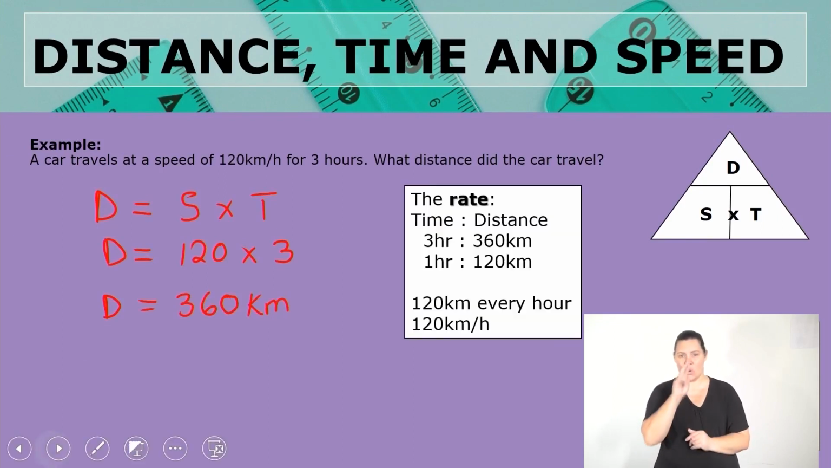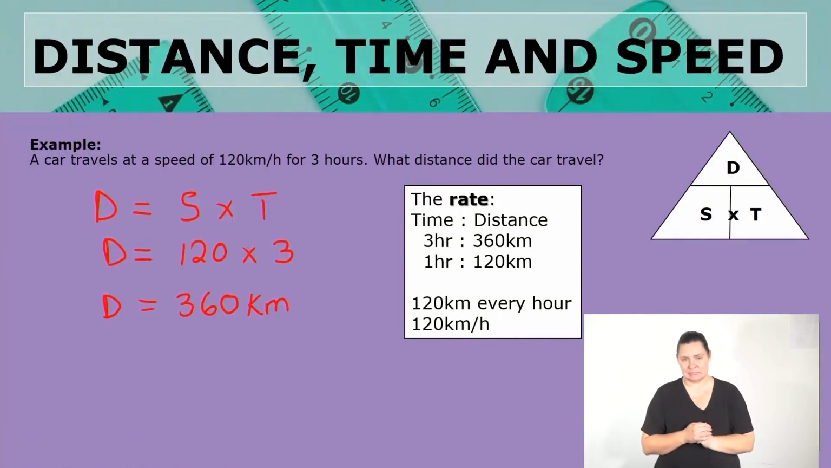So, let's look at the rate here. Distance is to time. In 3 hours, it traveled 360 kilometers. In 1 hour, that was 120 kilometers. So, that is 120 kilometers for every hour. Or we can just say 120 kilometers per hour.